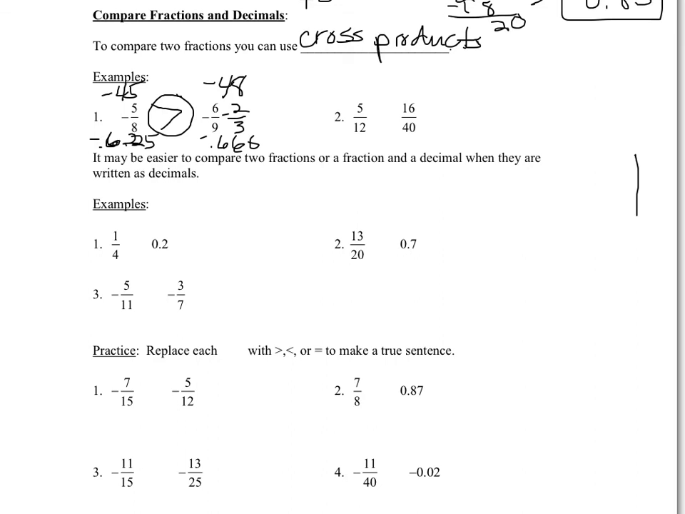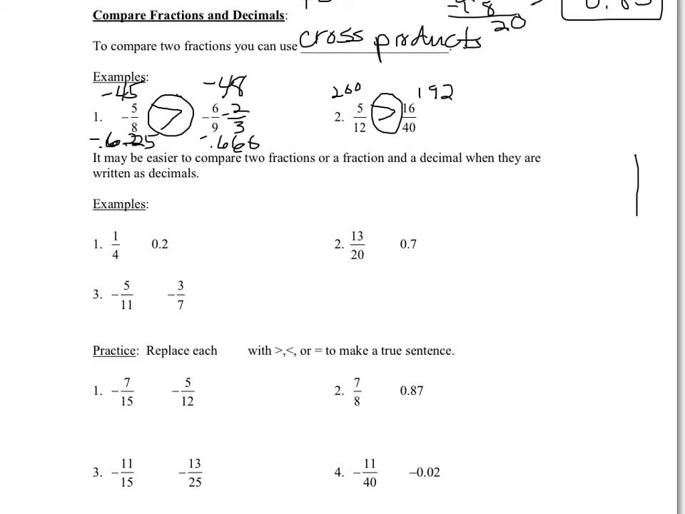Now, let's look at this one. For both fractions, I think cross products are easier than changing them both to decimals. Here, you could do 40 times 5, which is 200. And then 12 times 16 is 192, so this is greater. Or you might have seen you could have simplified that 16/40. But cross products are kind of easier when you're just comparing two fractions.